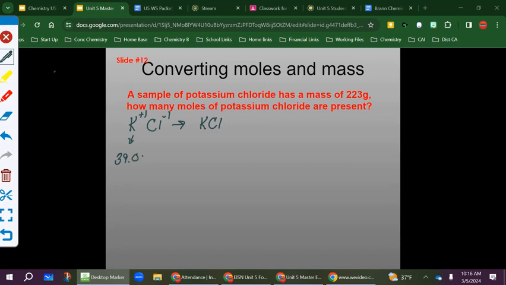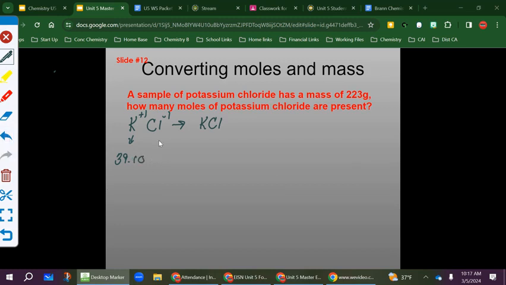39.0983. Just so that we don't confuse people, can we try to use our pink periodic tables? Only because when you look up there, KP, you're going to get a slightly different number. So on our pink periodic table, it is 39.1. And again, we're not going to argue over hundredths of a gram. So understand, your number may be slightly different than mine, but that's okay.